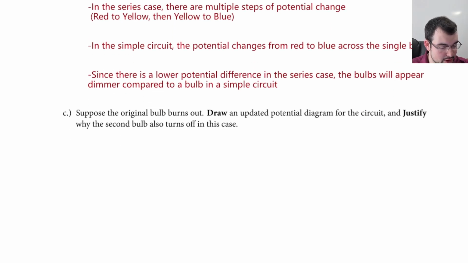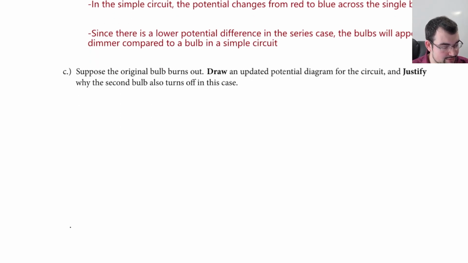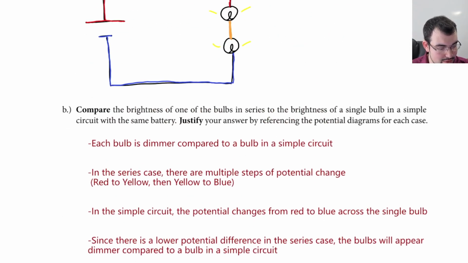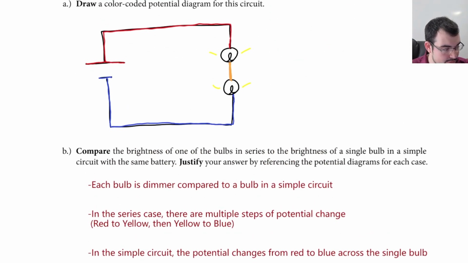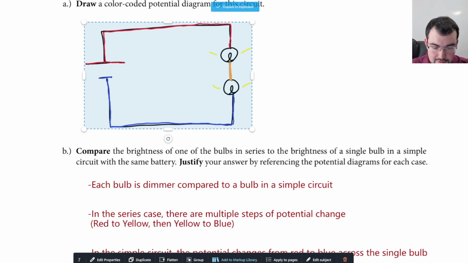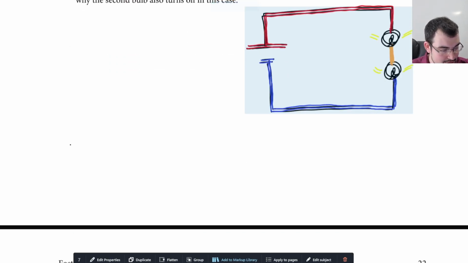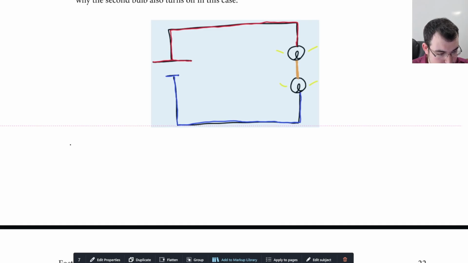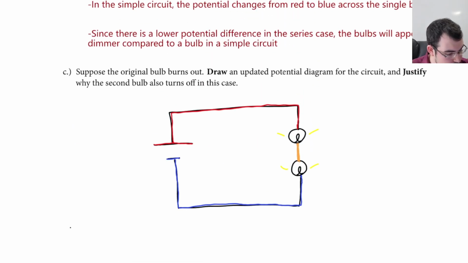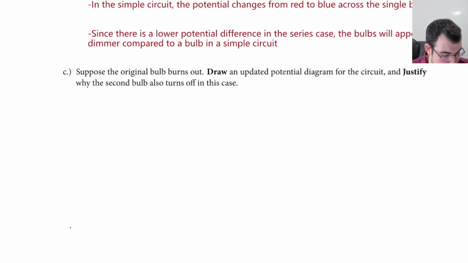Suppose the original bulb burns out, draw an updated potential diagram for the circuit, and justify why the second bulb is also off. Okay, so we're going to try to save ourselves a little bit of time here. Can I manage to get just the color? I can. At this point, I should have just drawn the... Yeah, we're just going to redraw it. Too lazy.